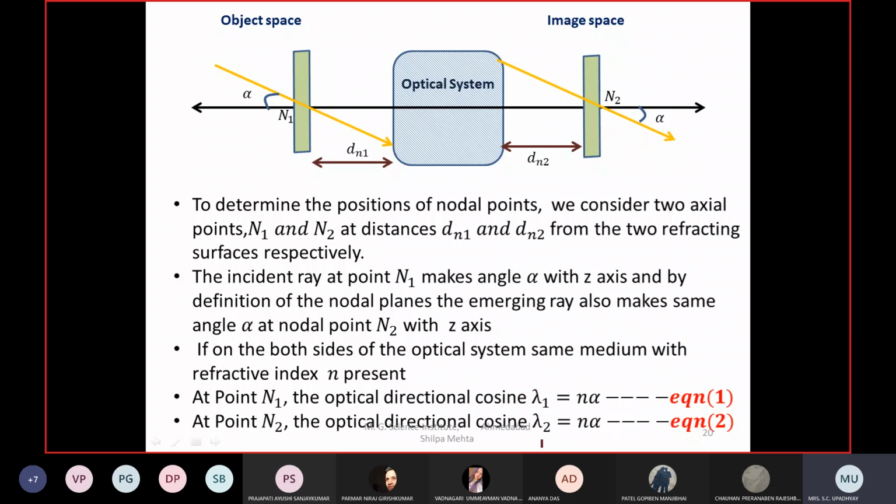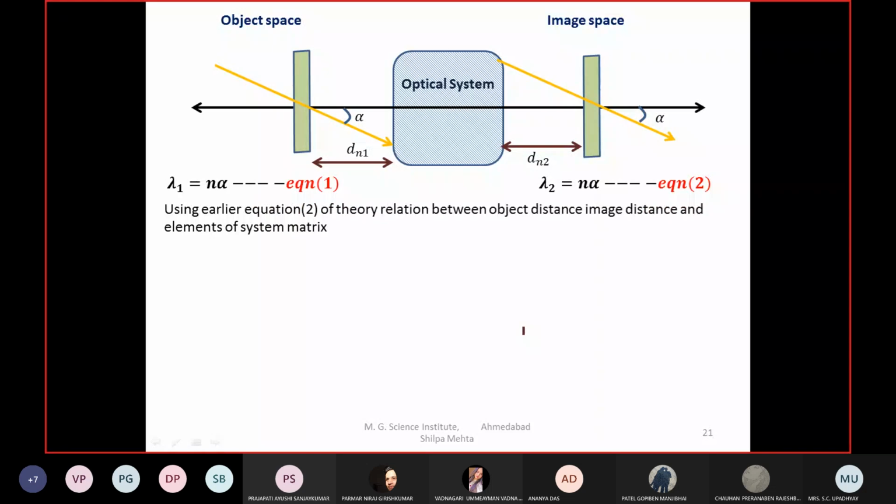Naturally, how are lambda 1 and lambda 2? Equal. So we can say that the angles are the same, the refractive indices are the same, and therefore the optical directional cosine at nodal points n1 and n2 is always the same. Now in an earlier topic we came across this equation: lambda 2 equal to b plus ad1 into lambda 1 minus ax1.